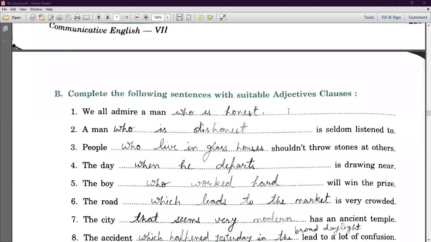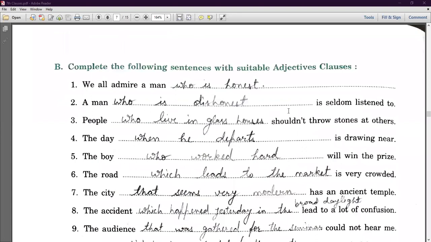Now, the next exercise says complete the following sentences with suitable adjective clause. We all admire a man who is honest. You can write any other thing if you want to, but mind it should be adjective clause. Okay. So what is being defined in the first sentence? A man is being defined. What kind of a man he is? He is an honest kind of a man.